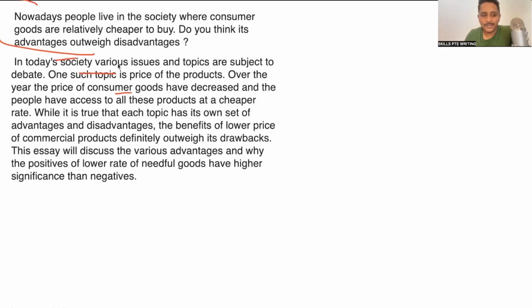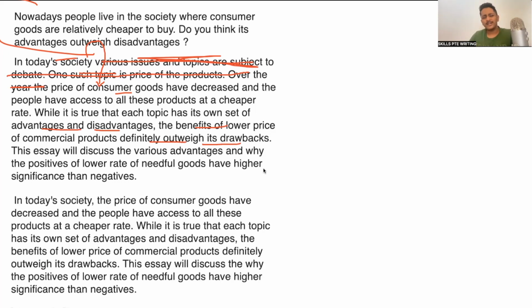What I would have done: in today's society, the price of consumer goods has decreased and people have access at a cheaper rate. While it is true that each topic has its own set of advantages and disadvantages, the benefits outweigh the drawbacks. This essay will explain the same. Finished it off. No need to write a lot. I have rephrased this, but you can write on your own, but don't write a lot, write less. That's exactly what I meant.